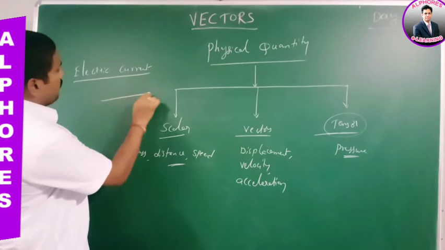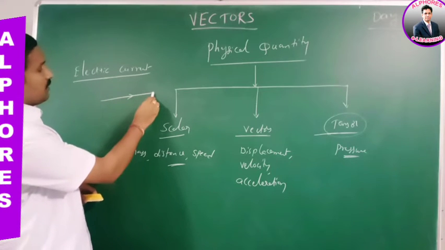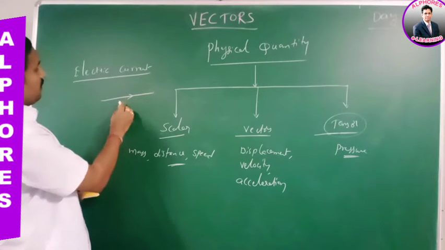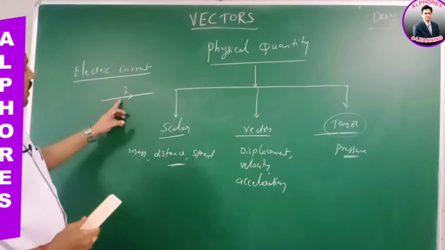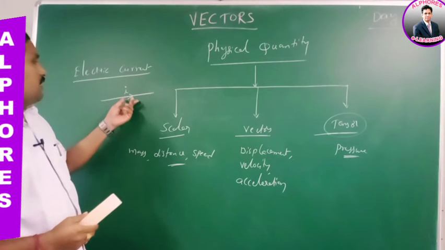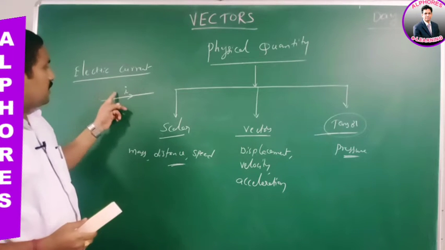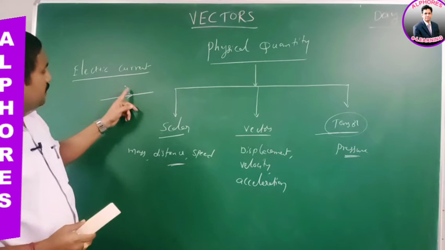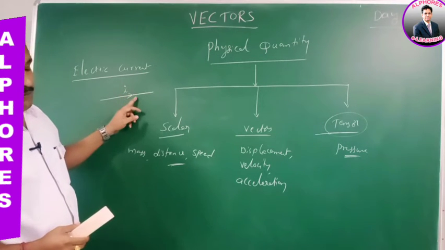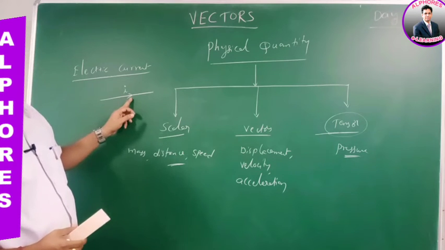Electric current: suppose, for example, this is the conductor connected to the battery. Due to the potential difference, some current passes through the conductor. That means a number of charges are passing through the wire, and it has some direction. So this current has magnitude as well as direction, but it is a scalar. Why? Because it doesn't follow the laws of vector addition.